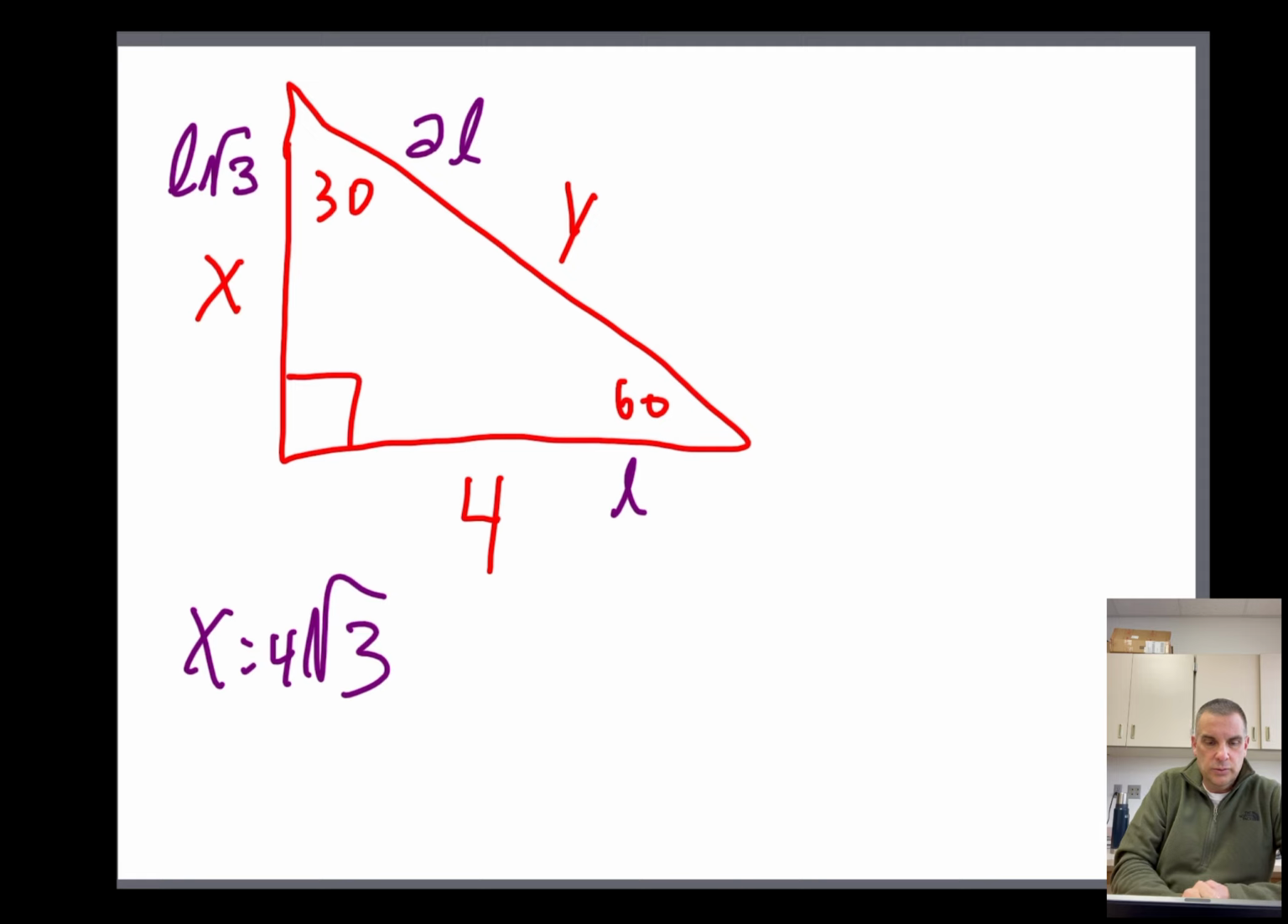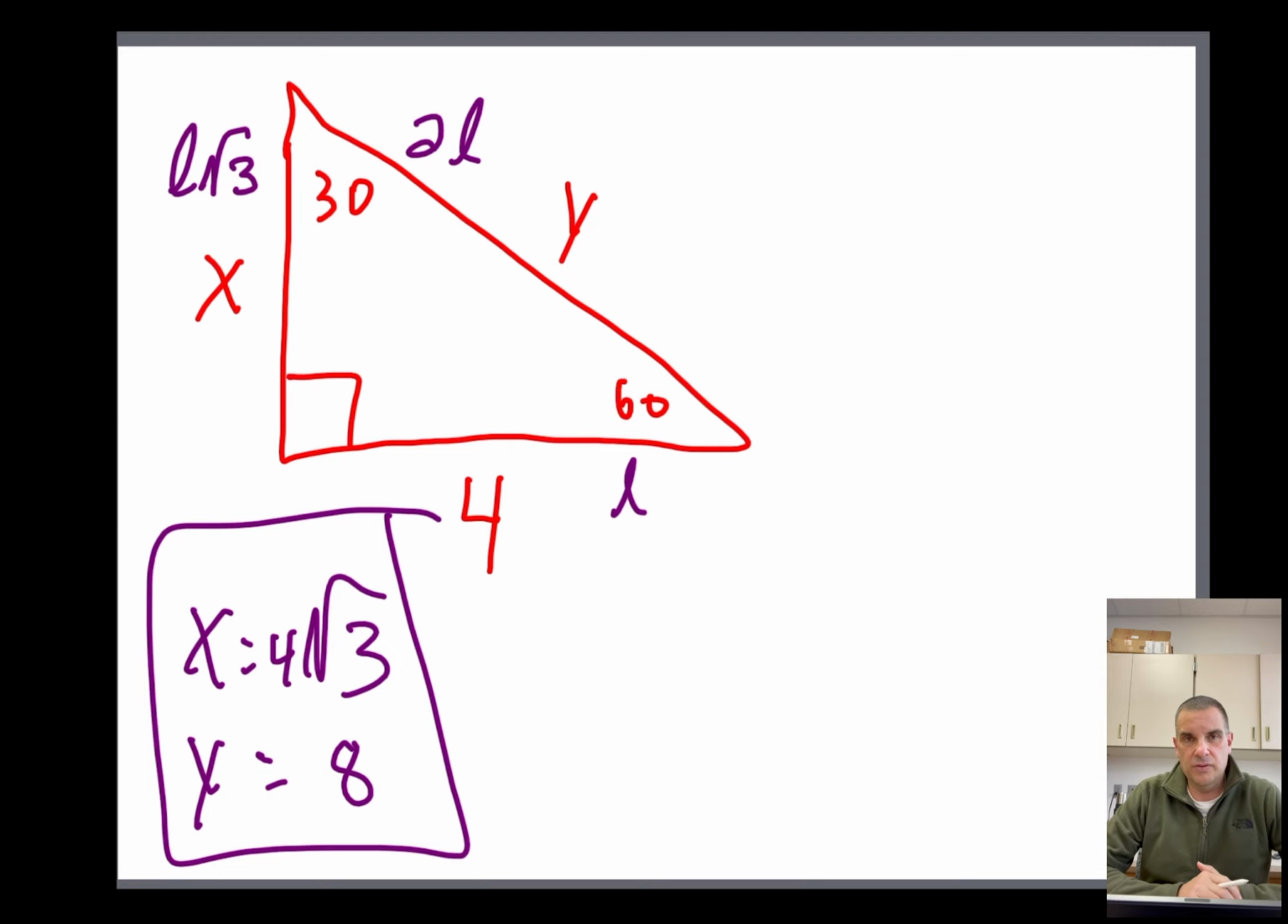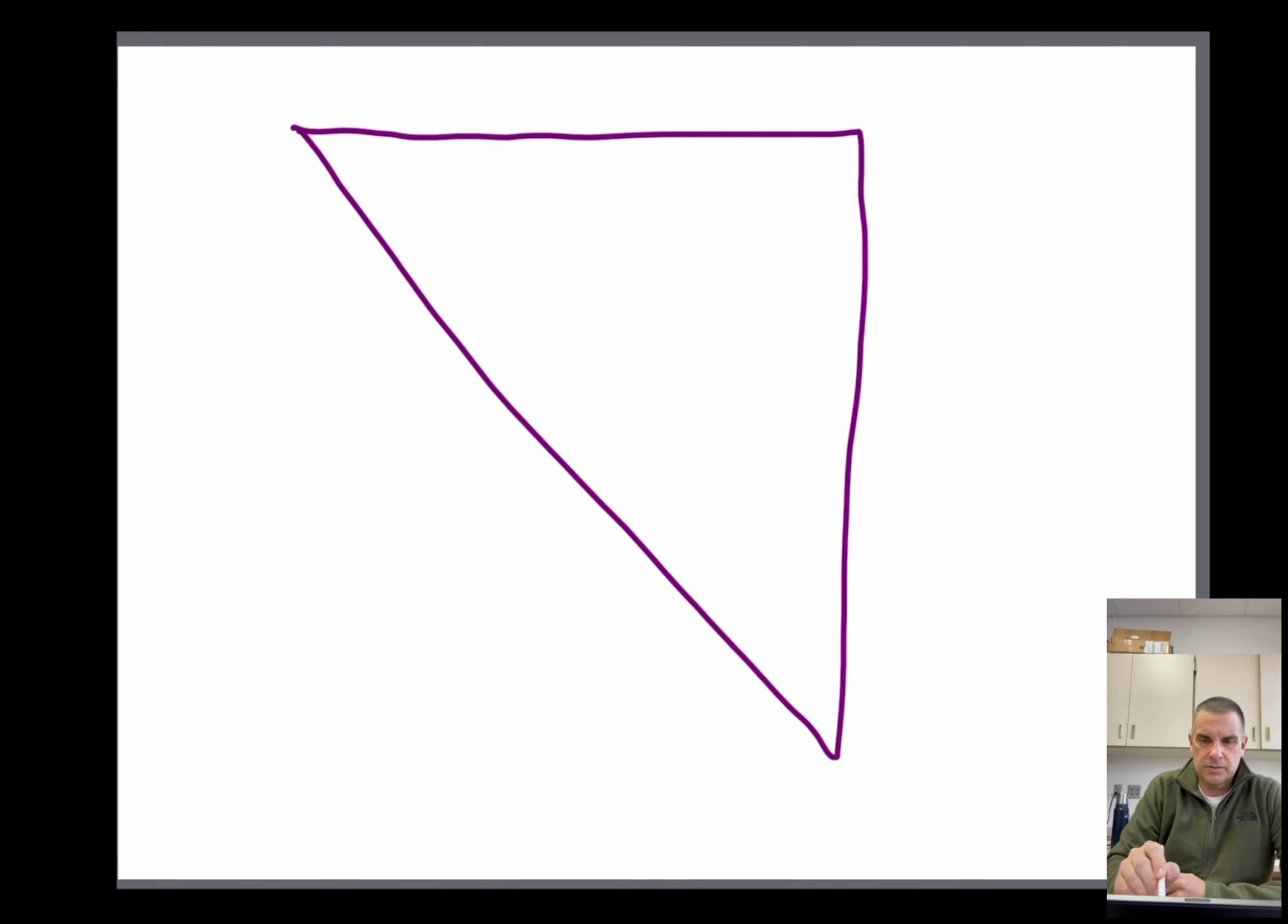Y is equal to 2L, so y is going to be 2 times 4, or 8. So those are the lengths of those missing sides in that 30, 60, 90 degree triangle. If you're given the short leg, pretty straightforward to do these. Kind of the same thing if you're given the hypotenuse.